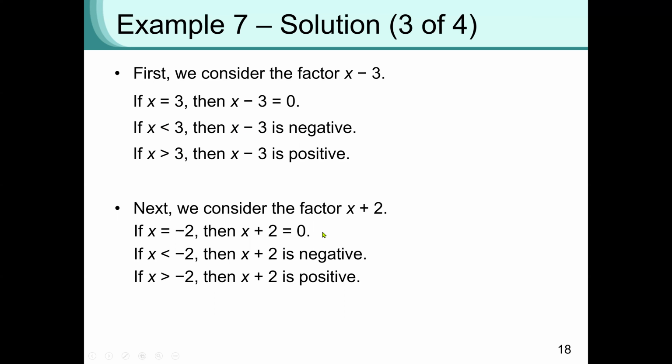Next, we consider the second factor, which is s plus 2. And our answer was -2. So now we say that if s is less than -2, then s plus 2 will be a negative value. But if it's greater than -2, then it will be a positive value. So it is either negative when it's less than -2 or positive when it's greater than -2.